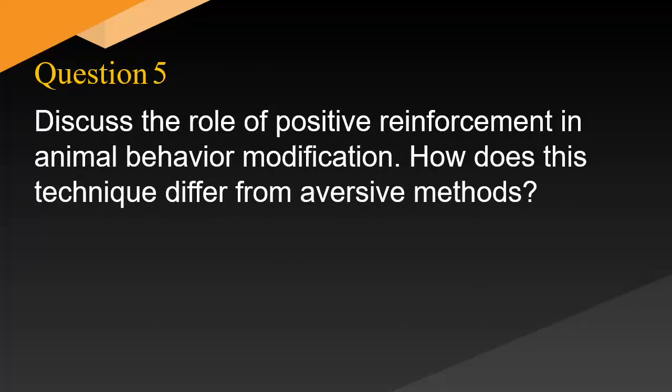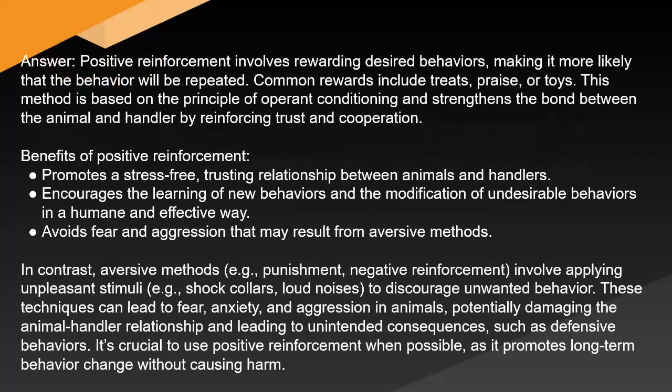Discuss the role of positive reinforcement in animal behavior modification. How does this technique differ from aversive methods? Answer: positive reinforcement involves rewarding desired behaviors, making it more likely that the behavior will be repeated. Common rewards include treats, praise, or toys.